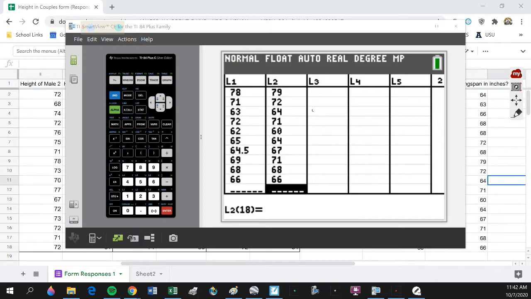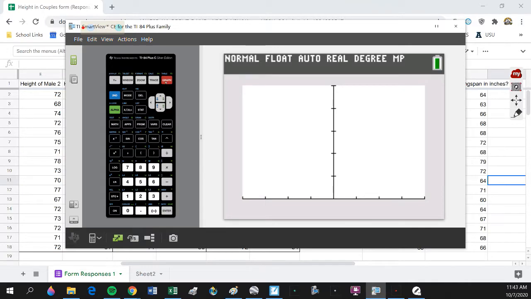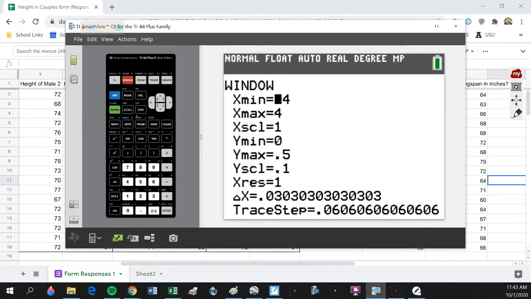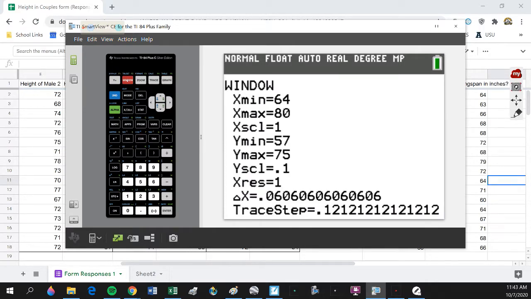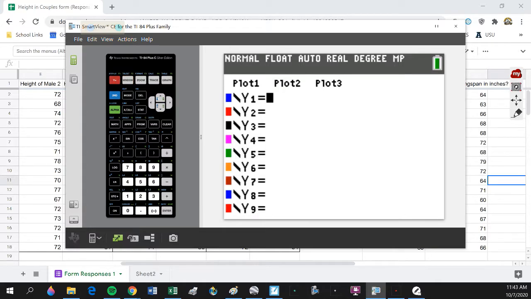So I have them all entered. Do we need to change our window? Yeah, you need to change the Y window. So if I push graph, oh, I lost my window. What was it? It was like 64 to 80, 57 to 75. So if I graph that, change that one to 80 though, because Randy was 79 wingspan. I gotta turn my scatter plot on, and I graph it.